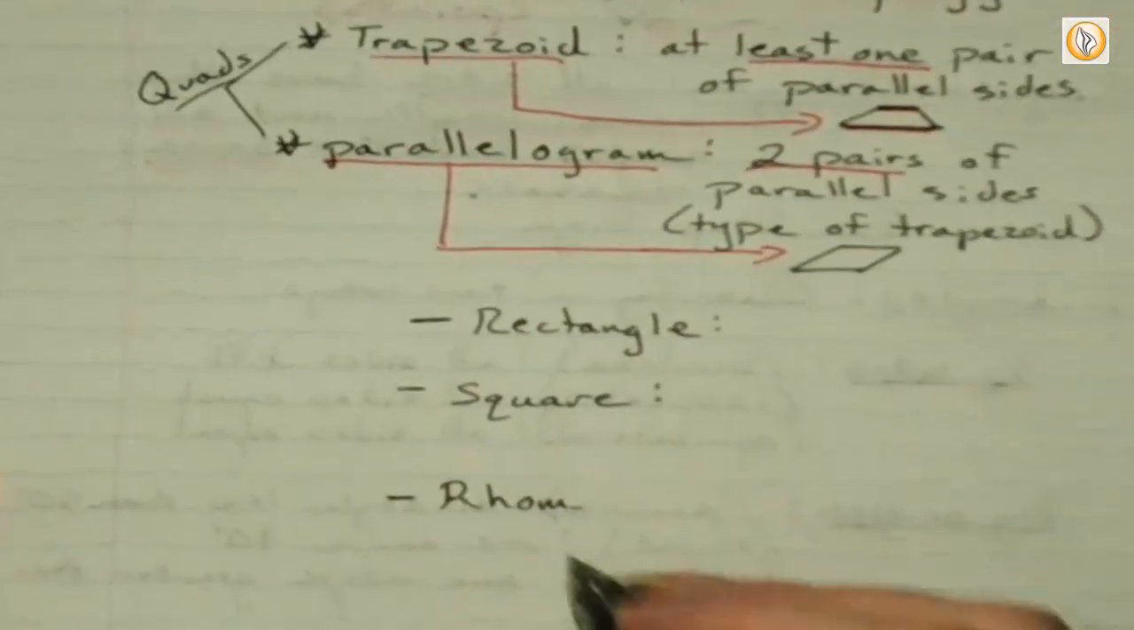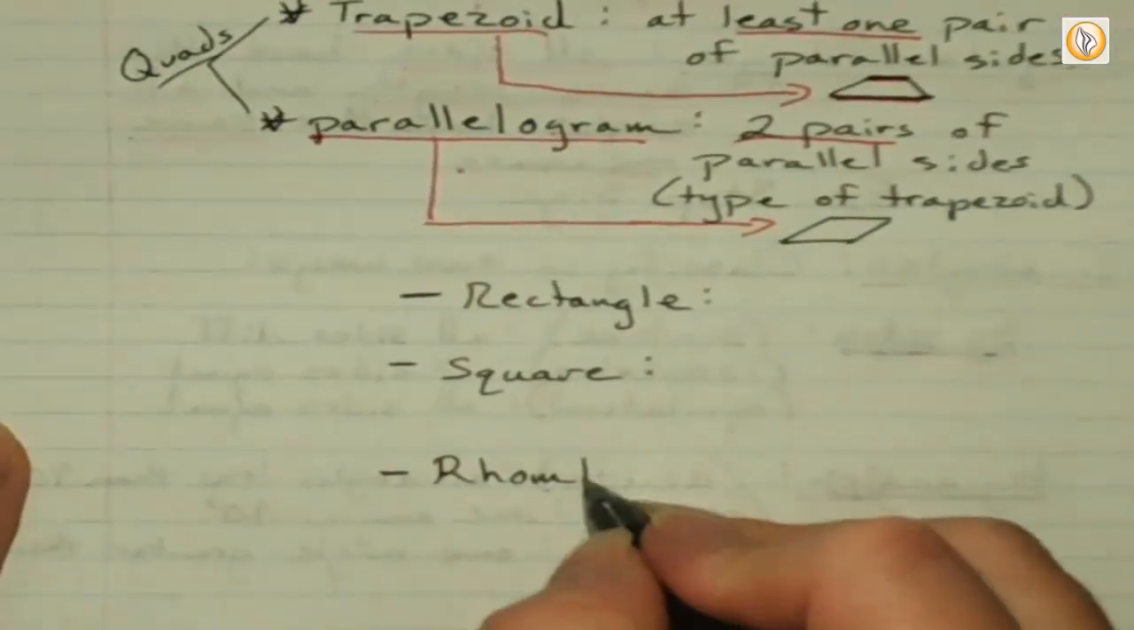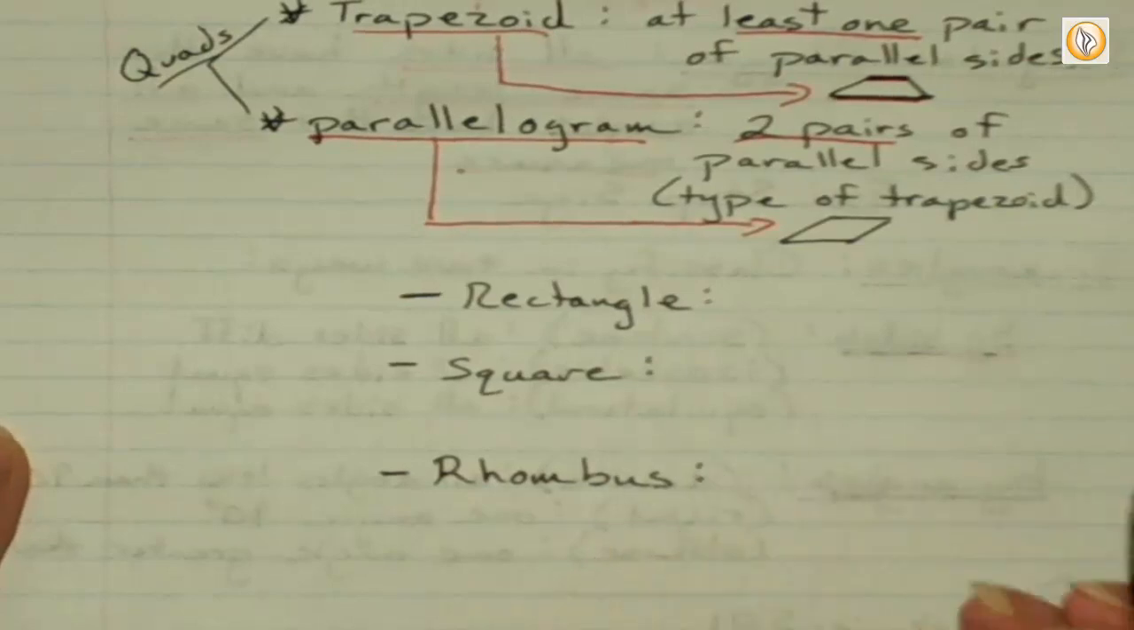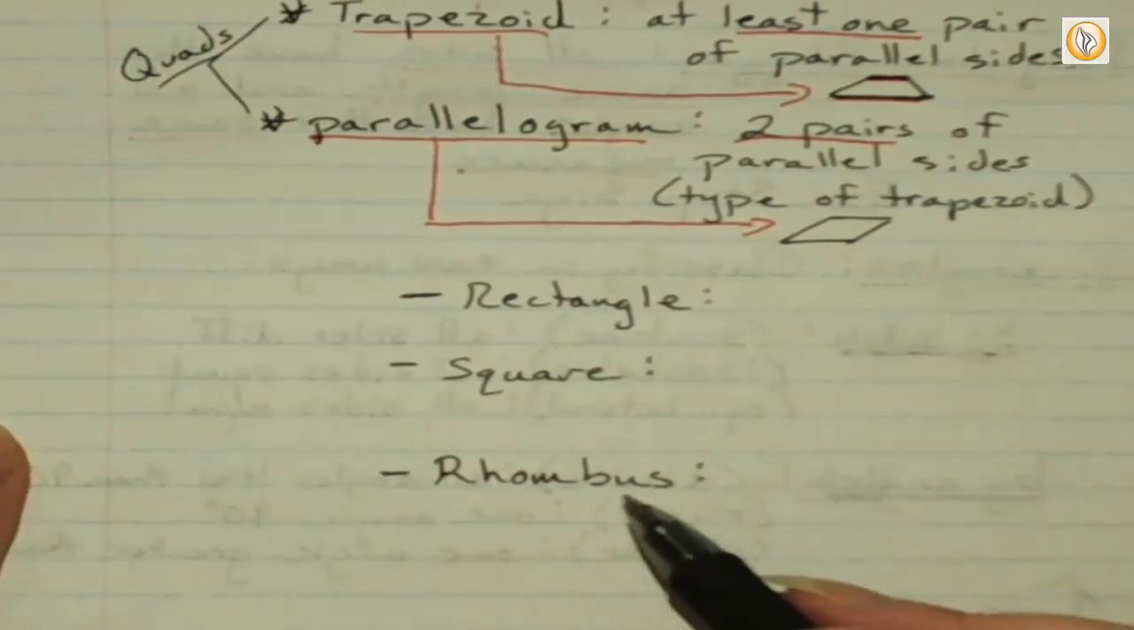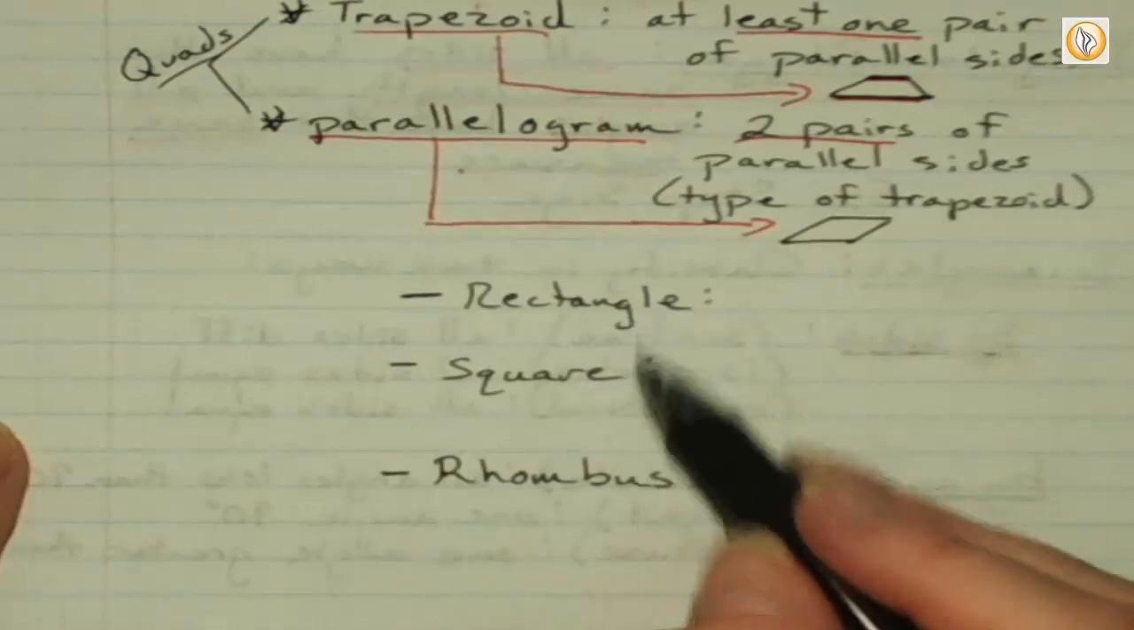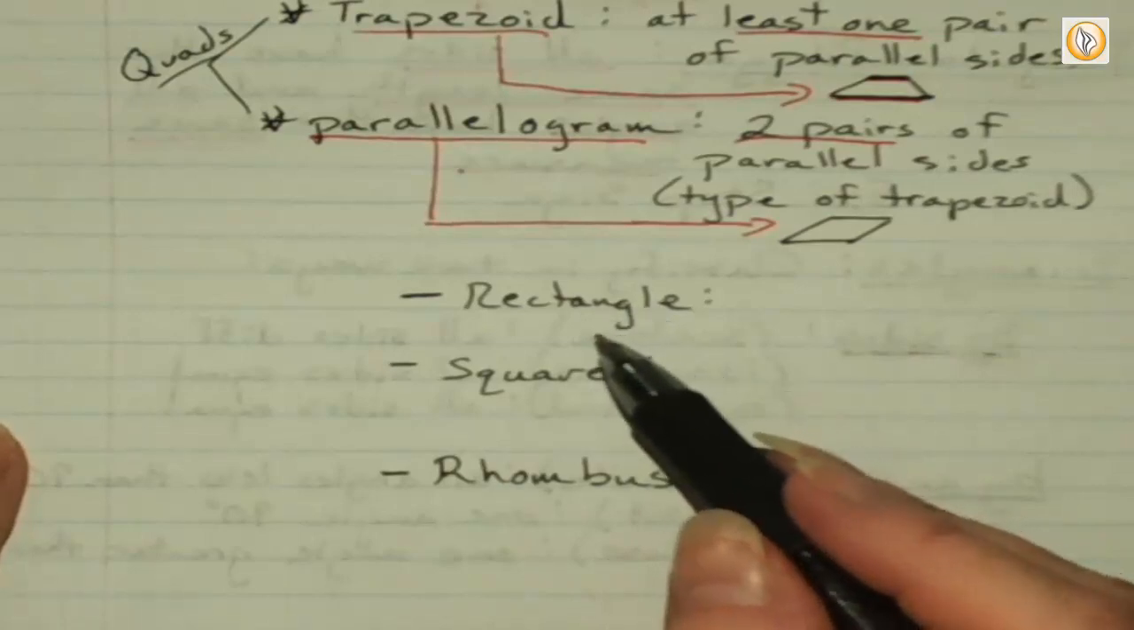Rhombus. You did two spaces. I know. Purposely? Yep. Okay. Because a rhombus and rectangle and square are easily confused. Not really, but kind of.